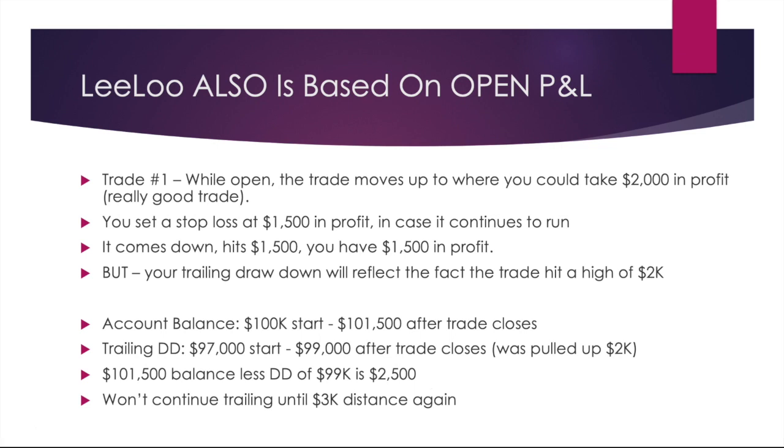Now, one thing I want to emphasize as well is it's not going to continue to trail until you get to 3,000 again. I didn't write out an example, but say your next trade is a $200 winner. Well, now you have 2,700 in buffer. It's not like you've permanently diminished your trailing drawdown. It will build up again to 3,000 as you get more profitable trades.